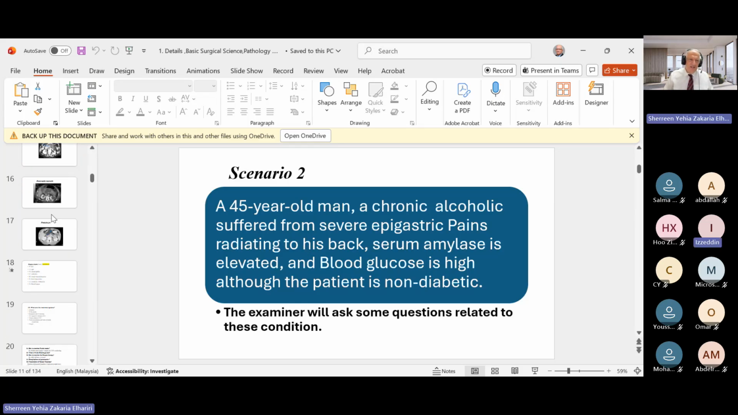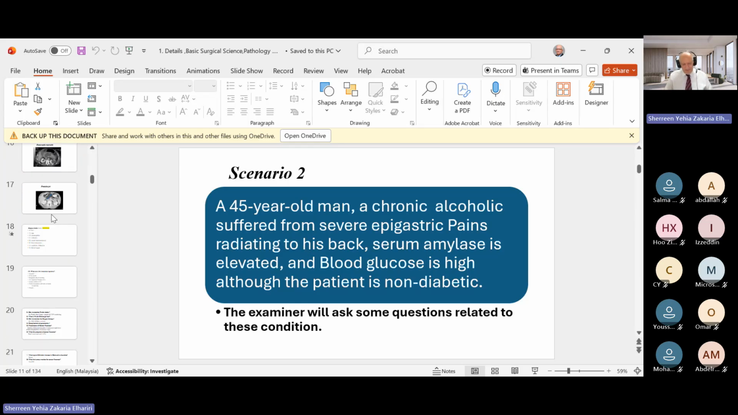Okay. So how to treat this patient first? So this patient needs to be treated in HDU. You have to manage his IV fluid, give IV fluid. First, why did this patient come to you?